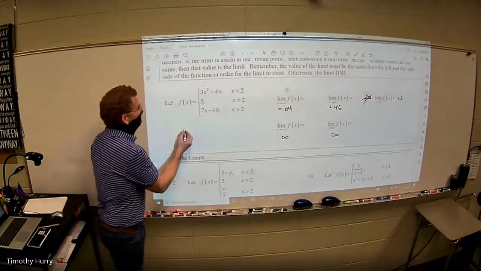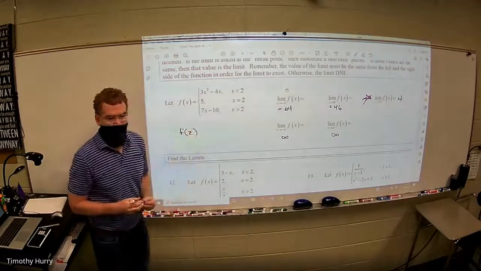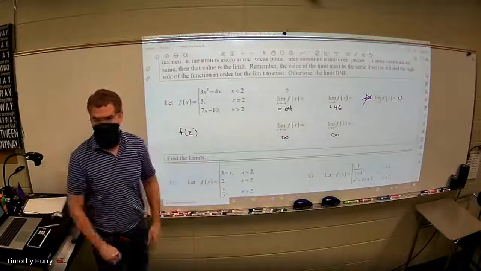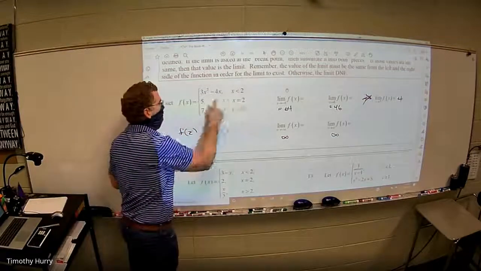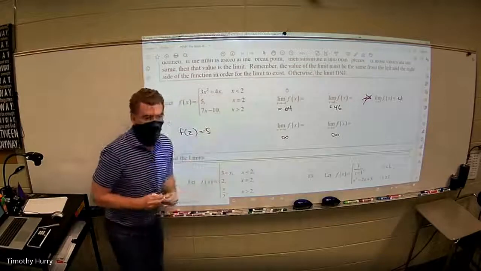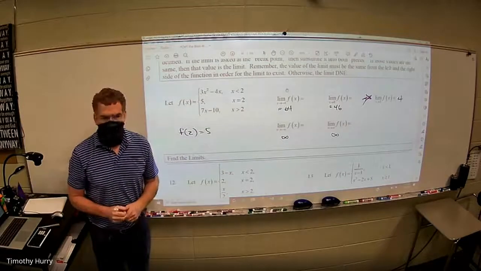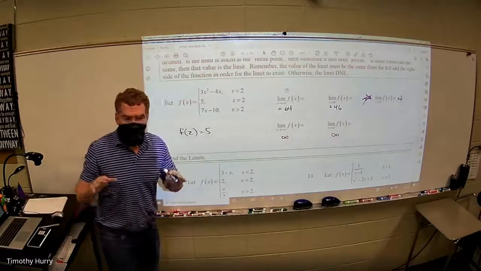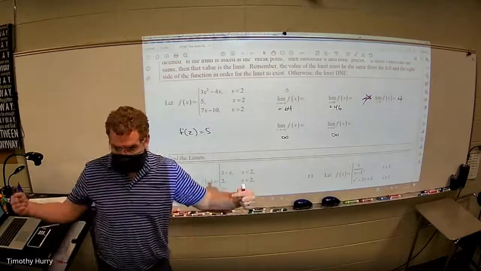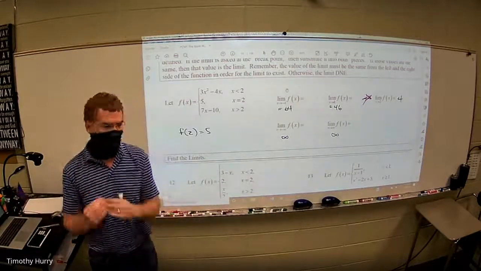Good. If I were to say, what is f of 2? Then I'm asking you what the value is at 2. And I would go, oh yeah, f at 2 is just 5. Does that make sense? So remember, limits don't care about equal. They care about approaching it, getting closer and closer to that value.